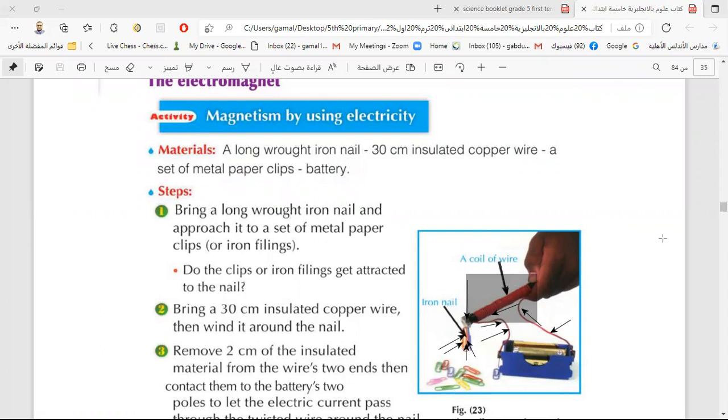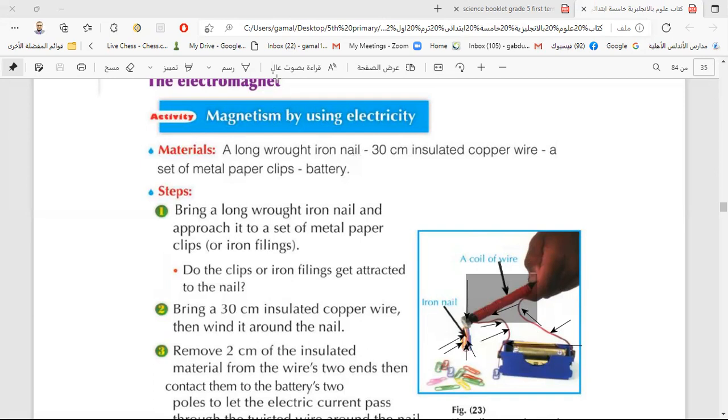And this electromagnet is called a temporary magnet. The meaning of temporary magnet, مغناطيس مؤقت. Temporary magnet means it can be magnetized easily, it becomes a magnet easily, and it can lose the magnetism easily. If we remove the battery or disconnect the battery, immediately the iron nail loses its magnetism and no longer becomes a magnet. The paper clips or the iron filings fall down quickly because it loses its magnetism easily.